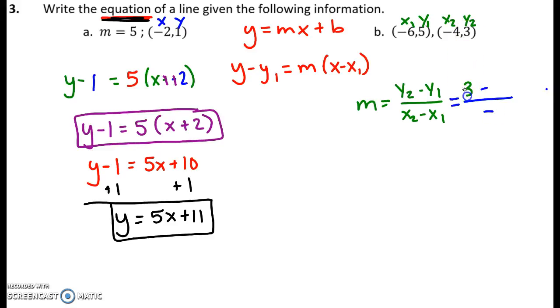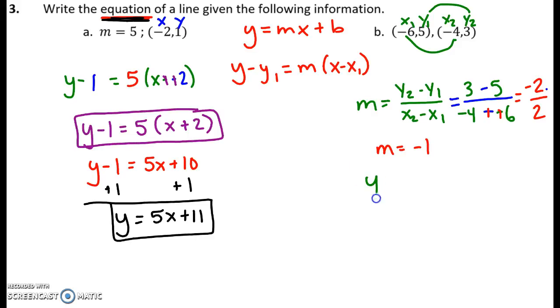y2 is positive 3, y1 is positive 5, x2 is negative 4, x1 is negative 6, so you end up taking away a negative, which then turns that positive. So I have 3 minus 5, which is negative 2. Negative 4 plus 6 is positive 2. Negative 2 divided by 2, my slope here is equal to negative 1.